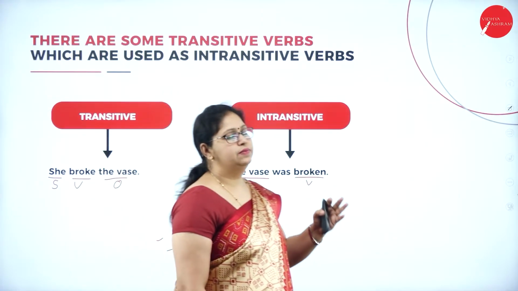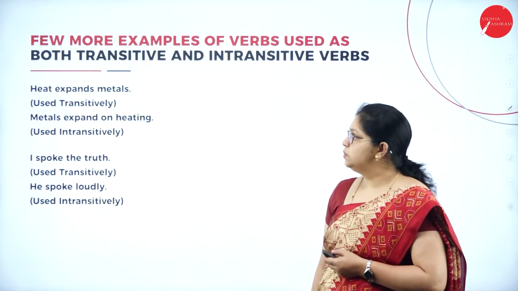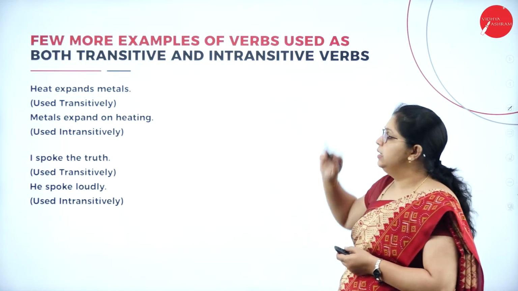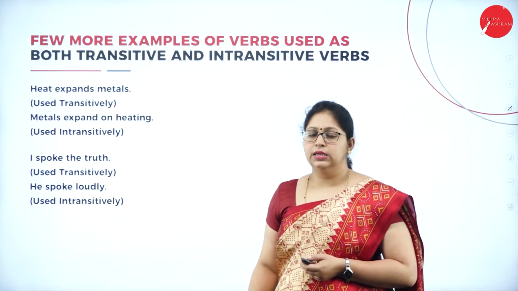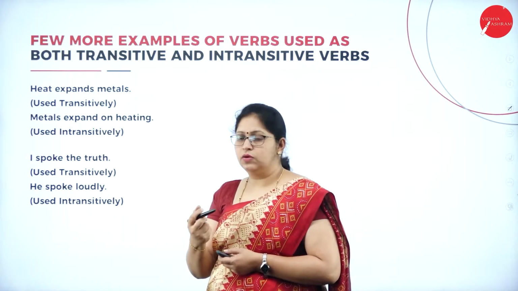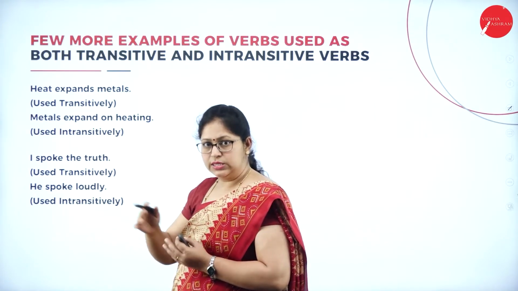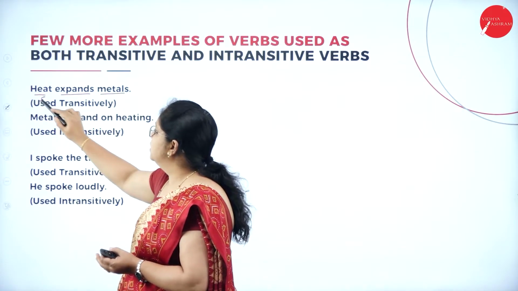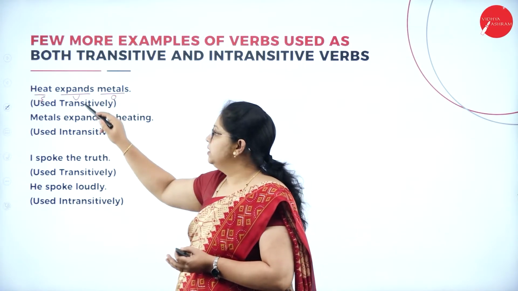Okay. So these were all the examples for transitive and intransitive verbs. Now let us move on to some examples of verbs used both transitively and intransitively. Heat expands metals. Heat is used as a noun here. Heat expands. Expands is the verb, the action. Heat is the subject, expands is the verb, metals is the object. So the verb is transitive here.